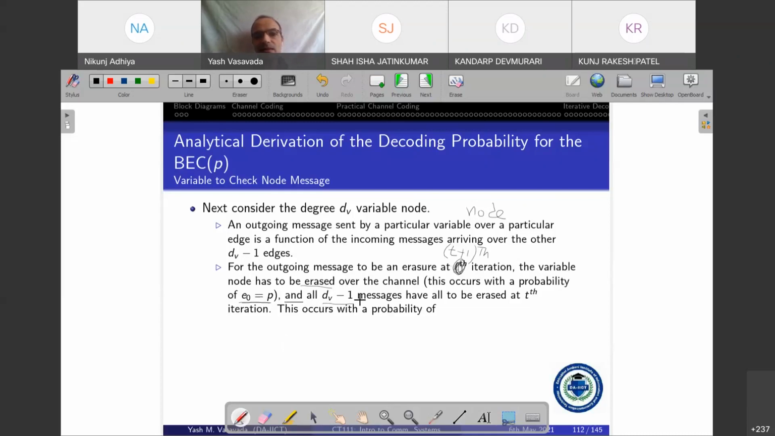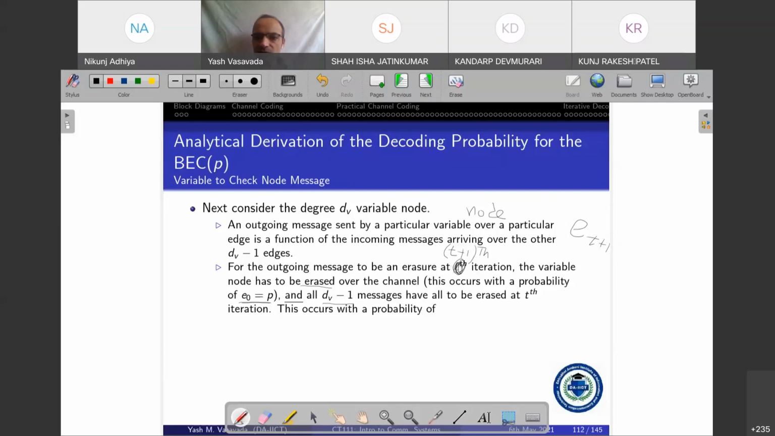That is the BEC algorithm at the variable node that we have seen last time. When all of the messages coming in at a variable node are erased, then only will the variable node send an erasure. Otherwise, it will always send a correct value. So what is the probability of this happening? It will be E of t plus 1. Right, so the expression has to be for E of t plus 1. Correct.